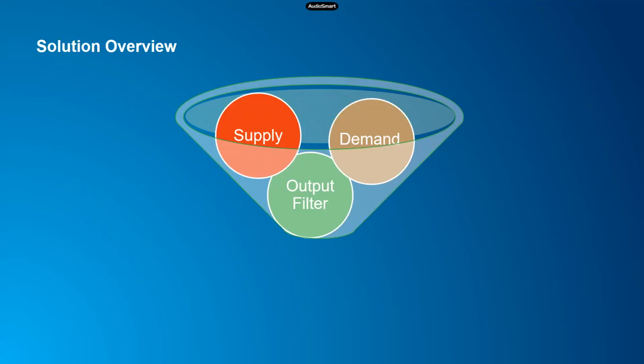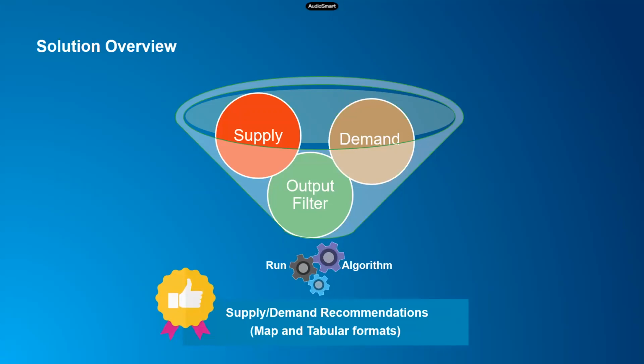Okay, so the overview is that we have a supply and we have a demand. The demand could be deliveries, finding seats for students, or ambulance services, and the supply is the opposite, how you fill it. So we built a model where you give your supply, you give your demand, and you pick the filters: what are the business rules, what are we trying to optimize, and what are the goals and rules that we need to follow? Then we run the algorithm, and we get supply-demand recommendations in map and tabular format.